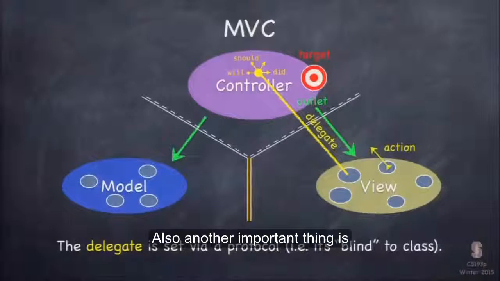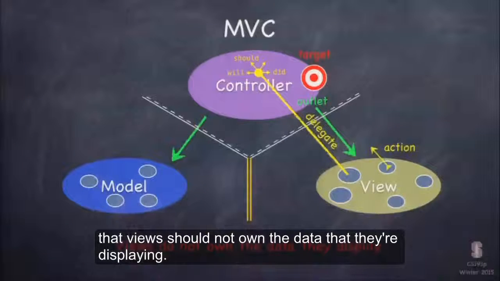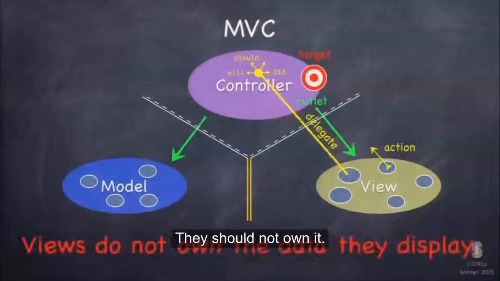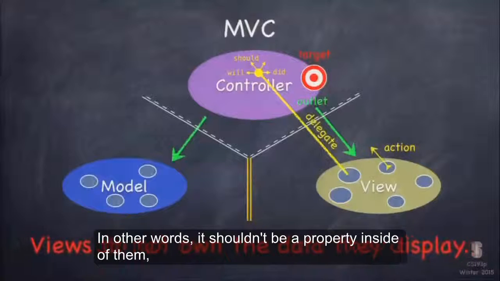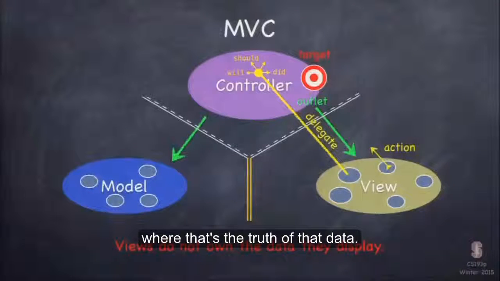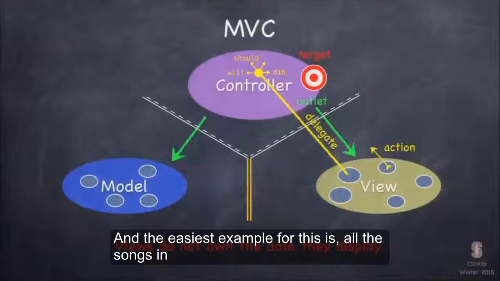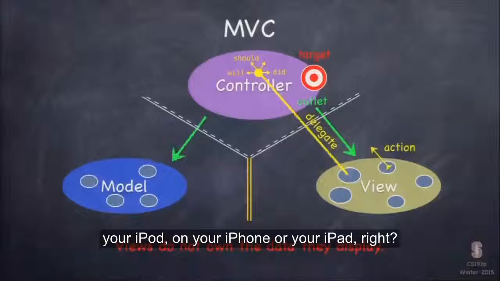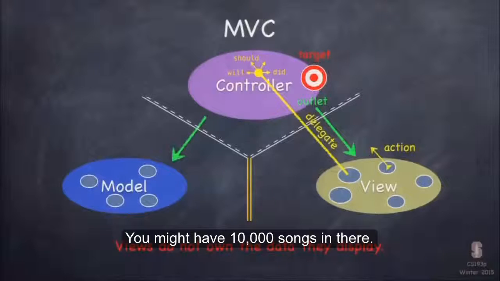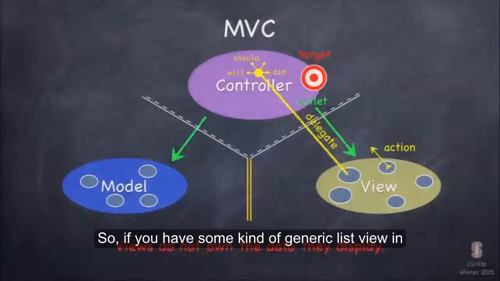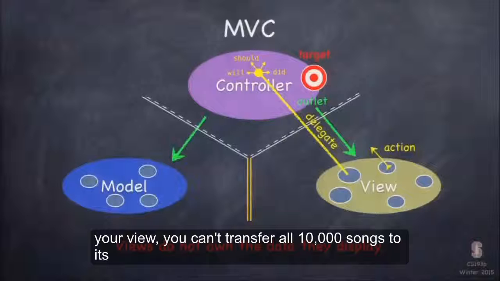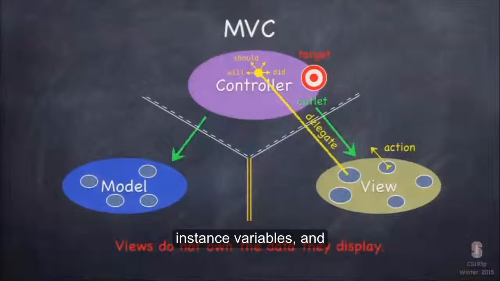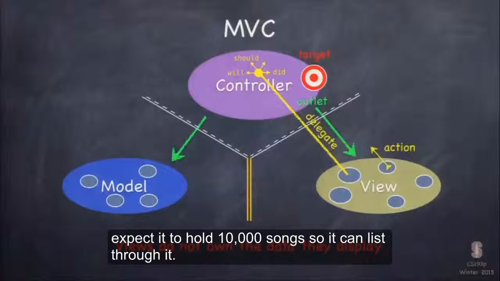Also, another important thing is that views should not own the data that they're displaying. They should not own it. In other words, it shouldn't be a property inside of them where that's the truth of that data. And the easiest example for this is all the songs in your iPod, on your iPhone or your iPad, right? You might have 10,000 songs in there. So if you have some kind of generic list view in your view, you can't transfer all 10,000 songs to its instance variables and expect it to hold 10,000 songs so it can list through it.